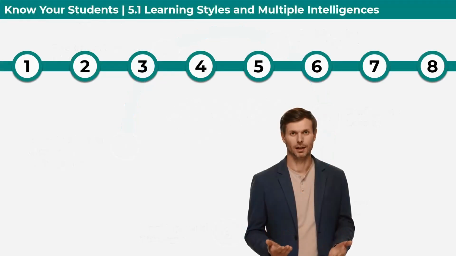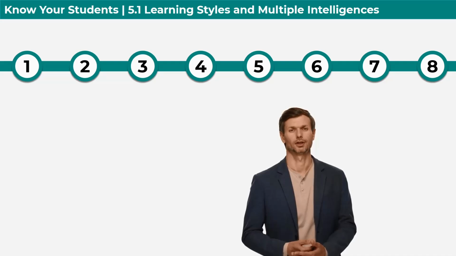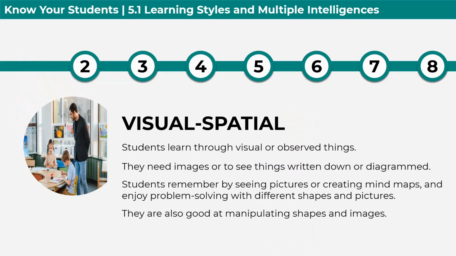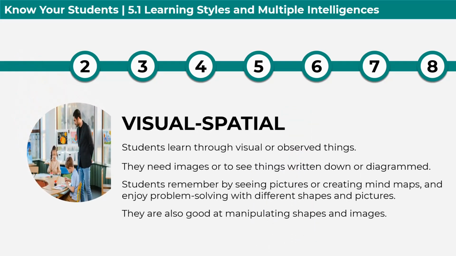Let's start by looking at each of Gardner's 8 intelligences. Visual spatial. Students with a visual spatial learning style learn through visual or observed things. They need images or to see things written down or diagrammed and probably look at the images in a book before reading the text. These students remember by seeing pictures or creating mind maps and enjoy problem solving with different shapes and pictures. They are also good at manipulating shapes and images.